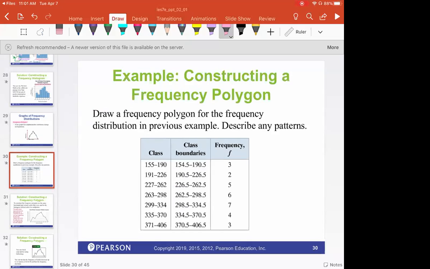So for example, constructing a frequency polygon from the chart we did. We have our classes and we have our class boundaries. Remember, we just add and subtract 0.5. Here we're subtracting 0.5 from our lower class, and we're adding 0.5 to our upper class. So this gives us new class boundaries. And we have a frequency that we found, the number of times a number falls into that category.